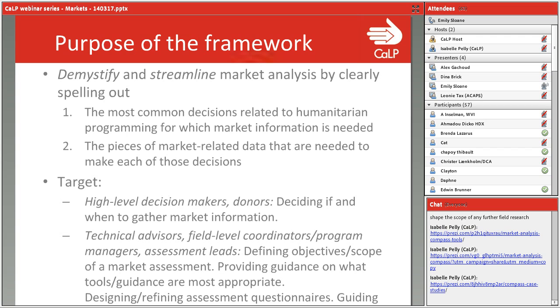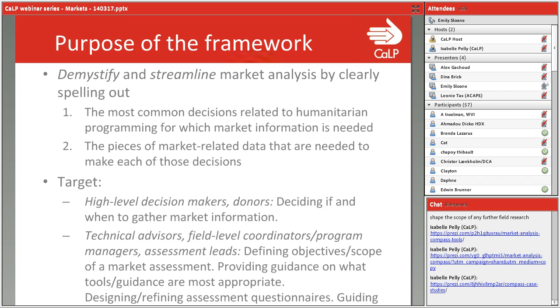So the idea of the framework is to demystify some of this, so to clearly spell out two different things. The first is, what are the most common decisions that we make related to humanitarian programming for which we need market information? So when I talk about humanitarian programming, if we go back to the market-based programming framework that Dina was showing us, I'm talking about the stuff closer to the emergency relief side on both the supply and the demand side. So that would be interventions related to using markets and supporting markets, but in emergency contexts.